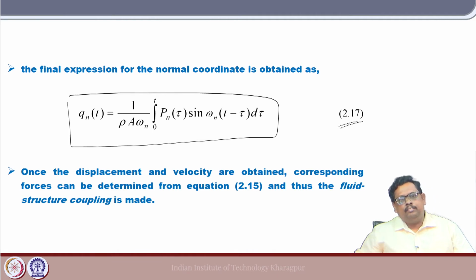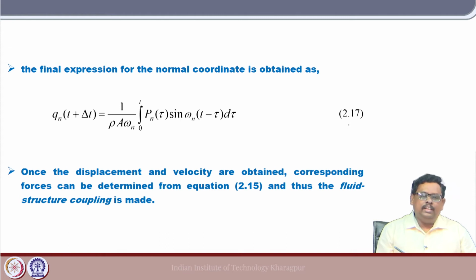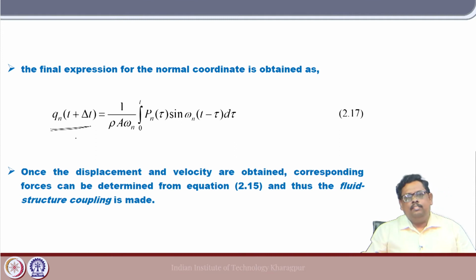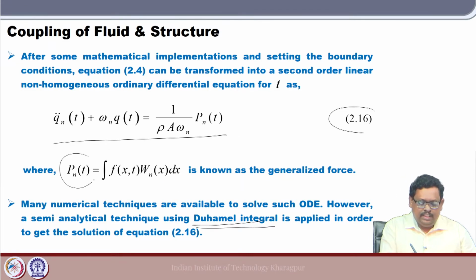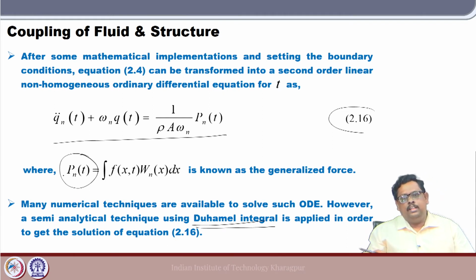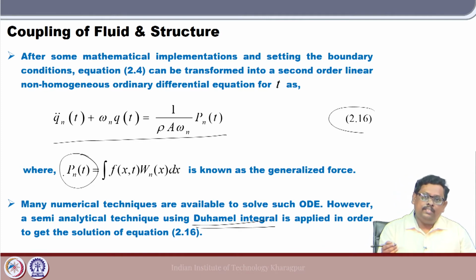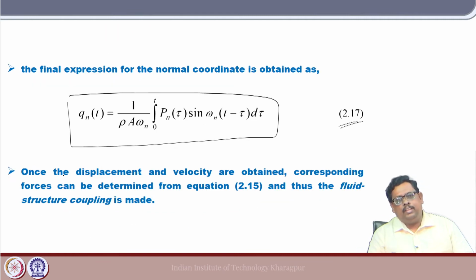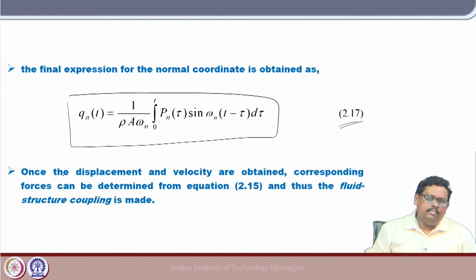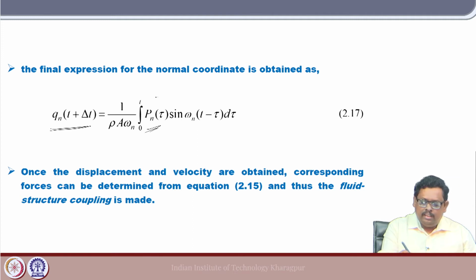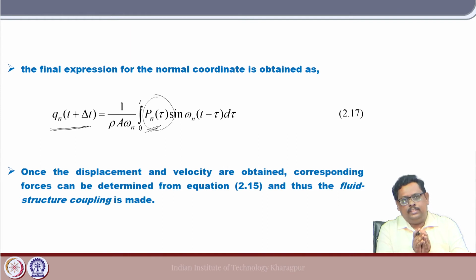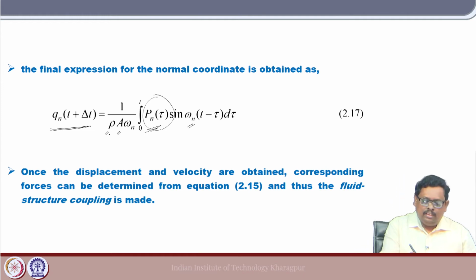Let us see. If you solve this, we get the velocity in the next time step based on the force. The force is P_n(t), the generalized force, which is the combination of the radiation force and diffraction force, and sometimes the radiation, diffraction, as well as the hydrostatics, depending on how you write the external force. In this particular case, we are only taking the exciting force and the radiation force. So P_n(tau) is the total generalized force, omega_n is the frequency, A is the sectional area and rho is the density of the structure.